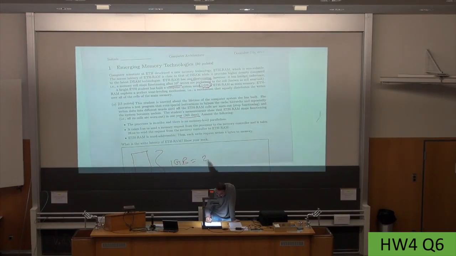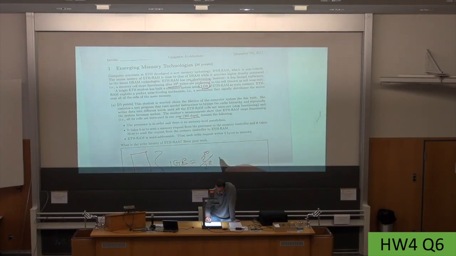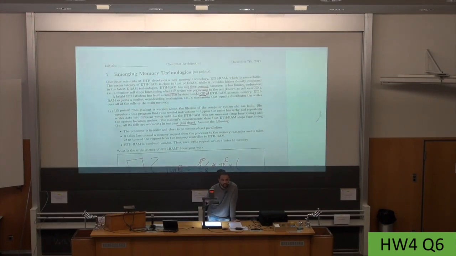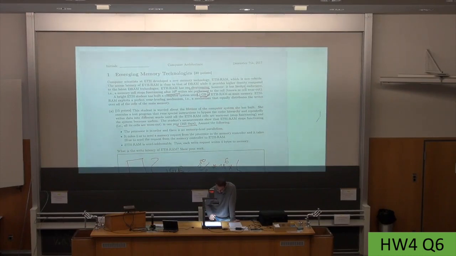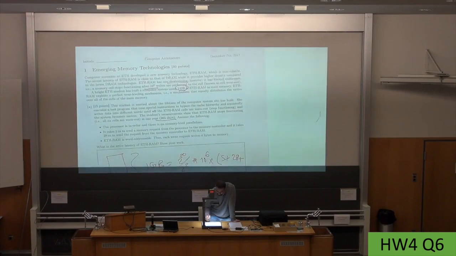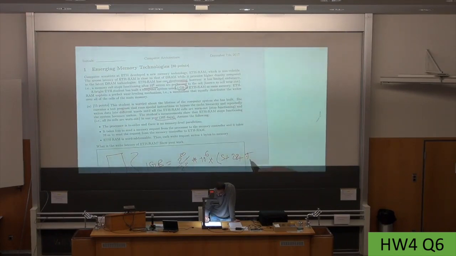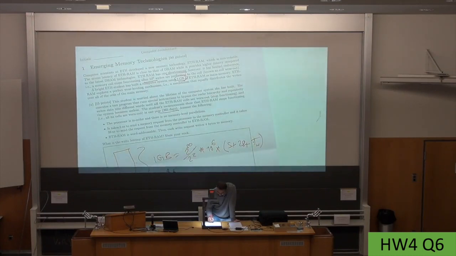this is equivalent to 2 to the power 30. You divide over 2 to the power 2 to know how many rows, and each row you could access at most 10 to the power 6 times, and then multiply by the total time needed to access that RAM and write some data, which is basically 5 plus 28 plus the write latency. So let's call it write, for example. And this is equivalent to 1 year.